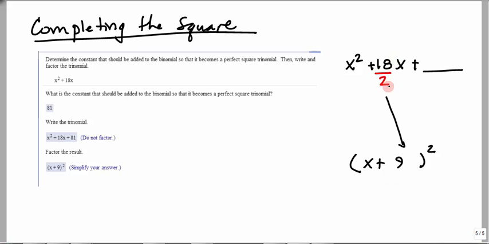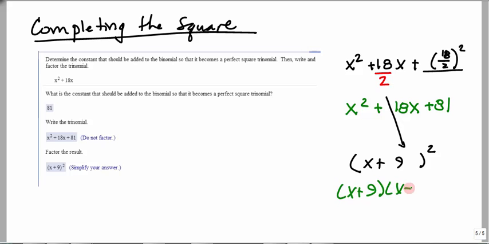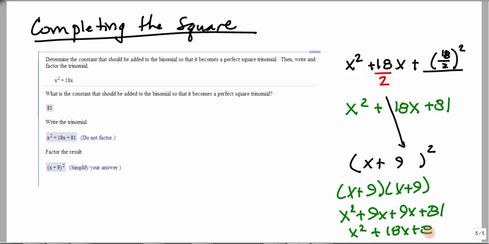Now, after we take half of 18, I put that on the end and I square it. So the way this ends up looking then is x squared plus 18x, and then half of 18 is 9, 9 squared is 81. So if I were to FOIL this out, x plus 9 times x plus 9, or use the box method on it, I would get x squared plus 9x plus 9x plus 81, which of course is x squared plus 18x plus 81.